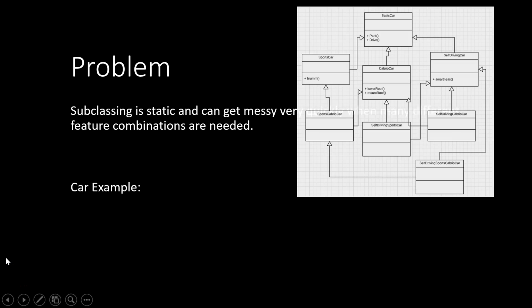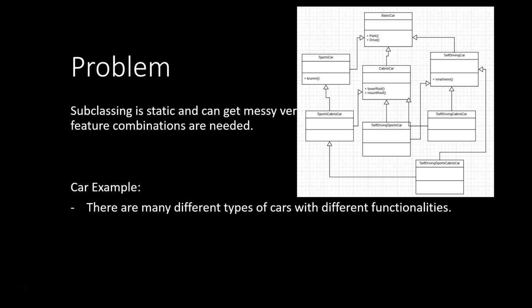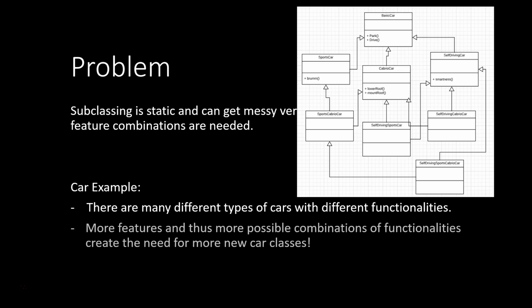Well, subclassing is static, and it can get very messy quickly when many different feature combinations are needed. As an example, we're a car manufacturer. There are different types of cars with different functionalities. Initially, we have a basic car, a sports car, a cabrio car, and a self-driving car. After a while, customers ask us if we could get them a sports cabrio car or a self-driving cabrio car. Of course, these are new combinations of the functionalities we already offered. So we decide, okay, sure, we can do that. We just have to represent those with new classes in our system also, right?